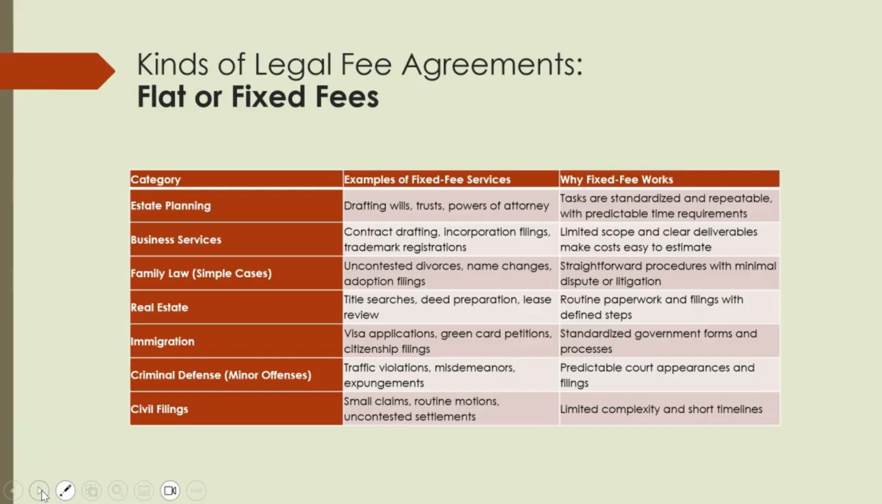These are fixed because they, again, are predictable in terms of the work to do, and the court appearances and filings are clear and set forth, and there's less opportunity for us to step outside of the boundaries of exactly what that looks like. Civil filings, such as small claims, routine motions, uncontested settlements. It's not complex, it has short timelines, so the amount of interruptions and work is minimized.